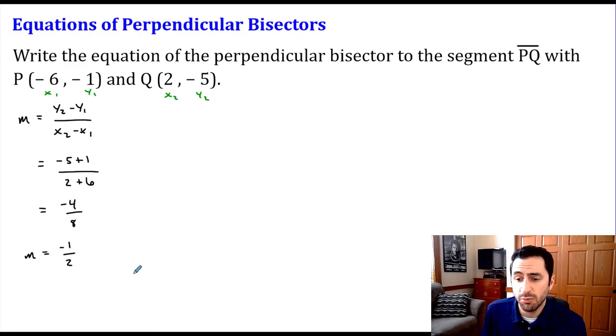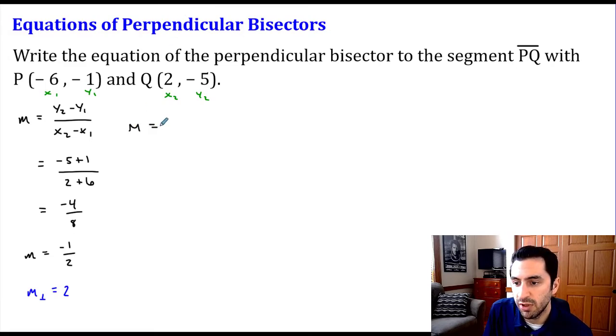For my perpendicular bisector, I want the slope that is the opposite reciprocal to this. So my perpendicular slope, we flip the fraction, we change the sign, so my perpendicular slope is going to be +2. That will be the slope that I want to use to write the equation of my line. Now the second thing we need is I need to know the middle of this segment. I need to know the midpoint.